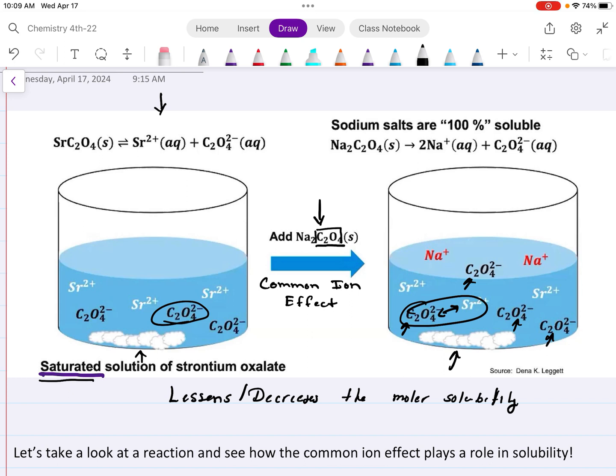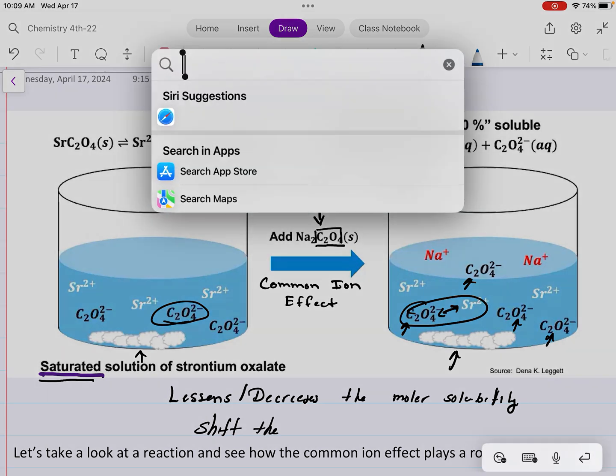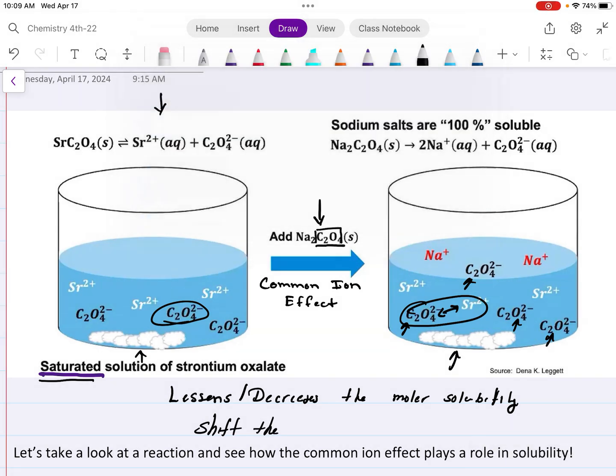Now, as you add more of the same ion, you begin to shift the equilibrium. In this case, what's happening is we're reforming this compound, so you're shifting the equilibrium to the reactants.